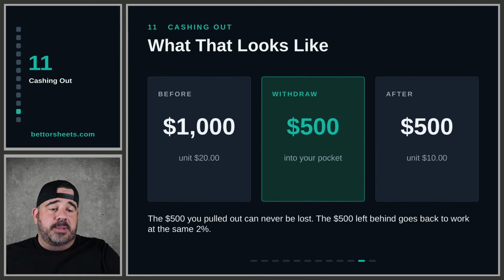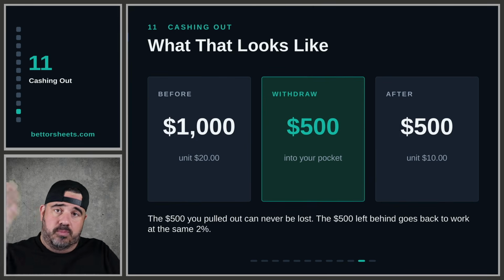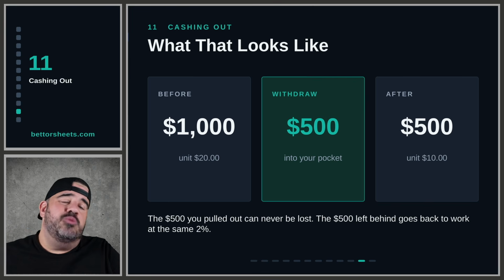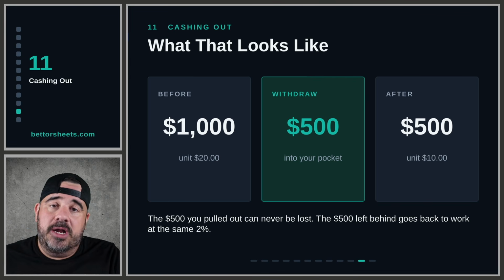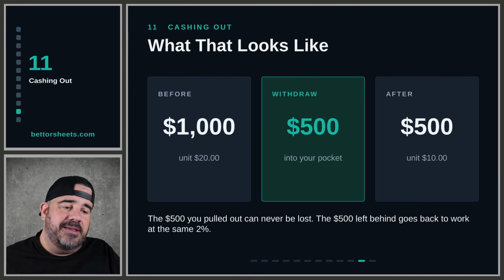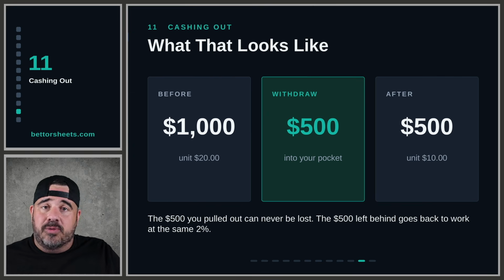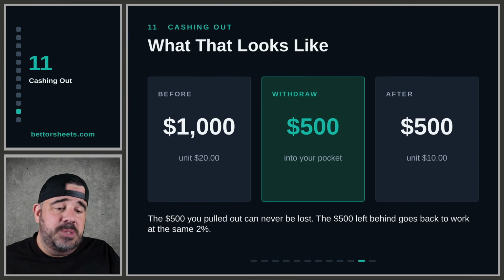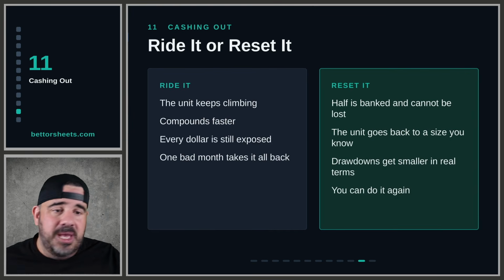Okay, before it was 1,000, you'd pick out 500. Well, now your bankroll has dropped $500. You need to recalculate that, because before you were doing $20 a unit, because that's 2% of the 1,000. Now you have to recalculate that, which means not only does your bankroll recalculate, that means your unit recalculates, which means you're back down to $10, which is fine.